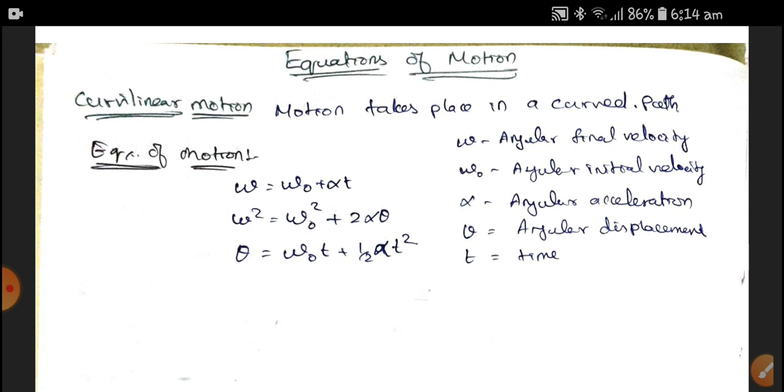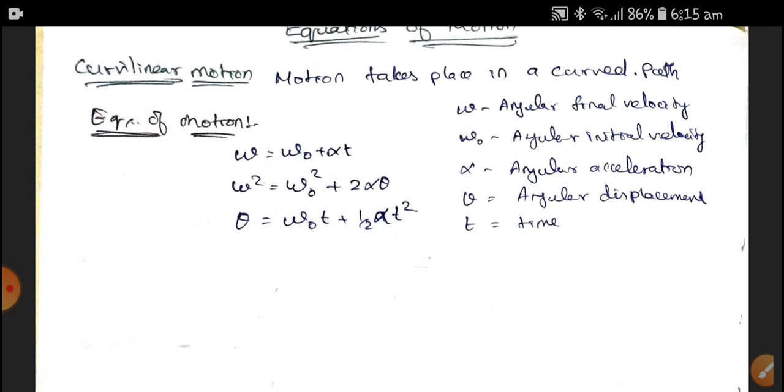where theta is the angular displacement. The next one: theta is equal to omega naught t plus half into alpha t square, where, as I said earlier, omega is the final angular velocity, omega naught is the initial angular velocity, alpha is the angular acceleration, theta is the angular displacement and t is the time.